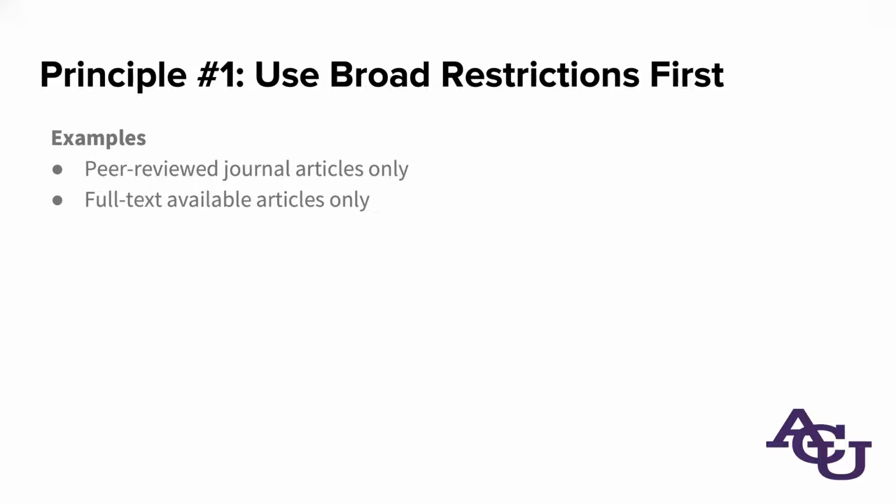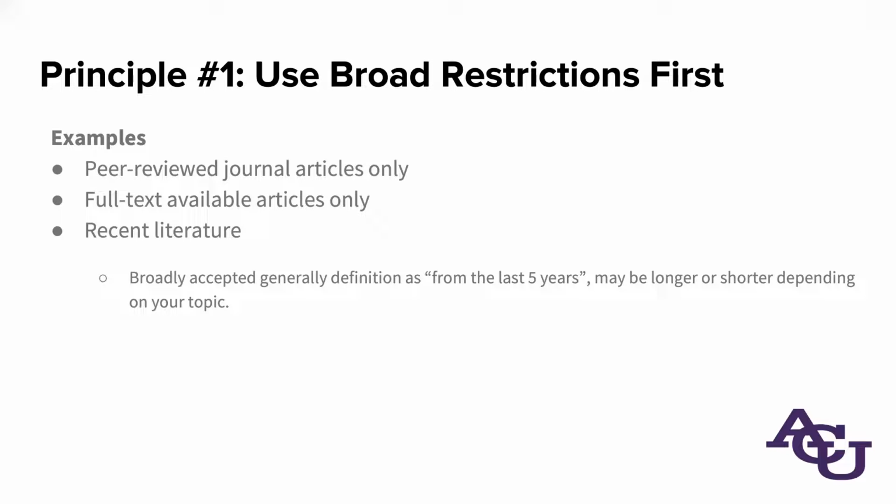For the purposes of weekly assignments, you almost always want to work with what you have full text access to immediately, because while our interlibrary loan staff are great, sometimes it does take more than a couple days to get some results, and you do need to get this paper in and move on to the next assignment. Recent literature is broadly accepted as being the last 5 years. For this particular assignment, it is the last 5 years.